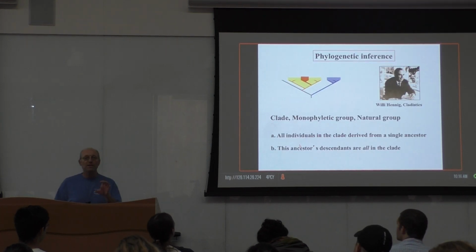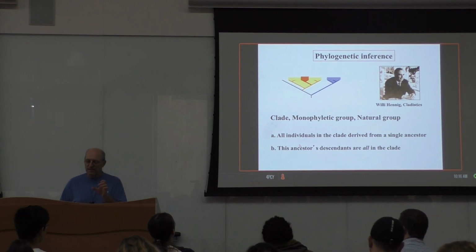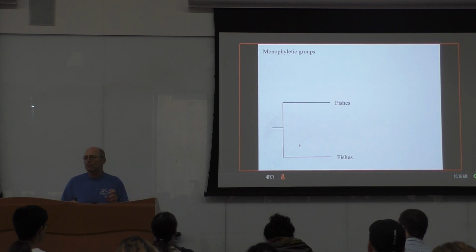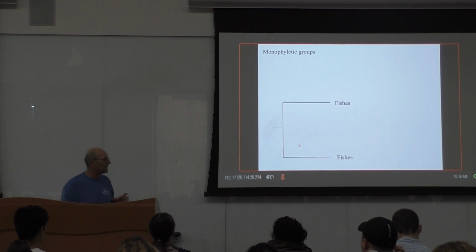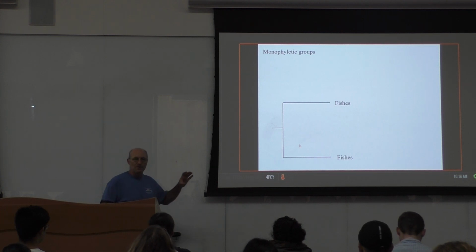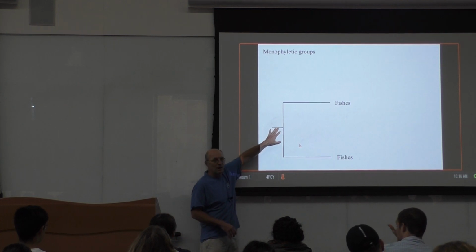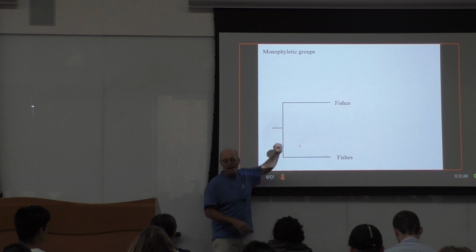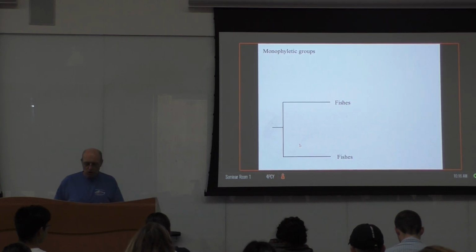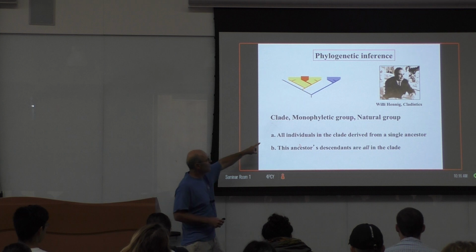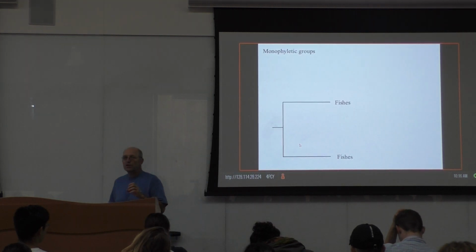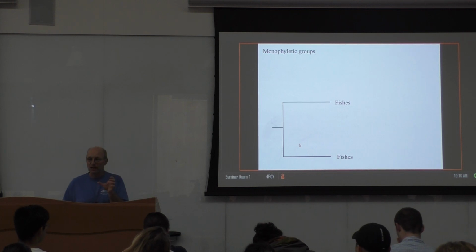Okay, so there are two definitions. First, all individuals in the clade derive from a single ancestor. So now I'm just going to tell you a fact. I'm not going to ask you a question. All fishes in the world derive from a single ancestor. There is one ancestor, and fish derive from a single ancestor. And so the first definition is all individuals in the clade derive from a single ancestor. So fish fulfill the first definition of the clade.